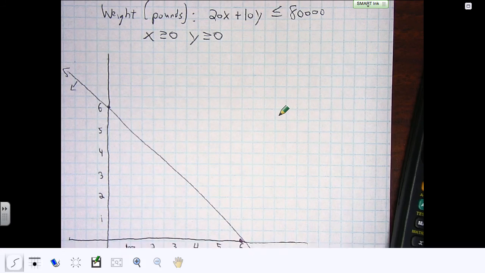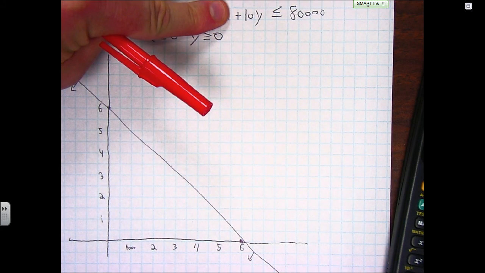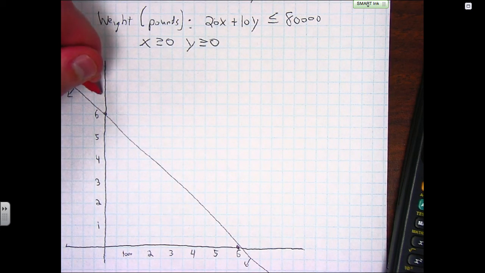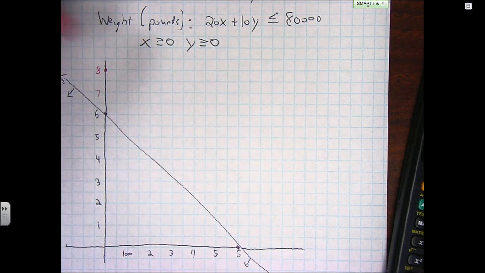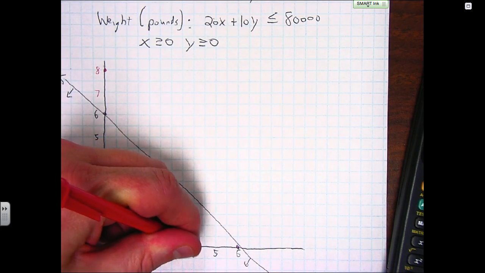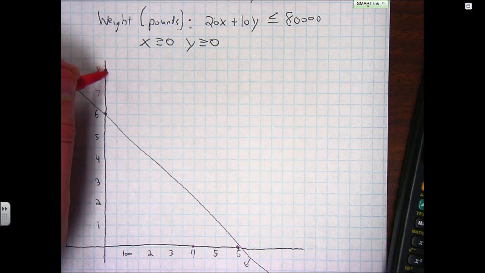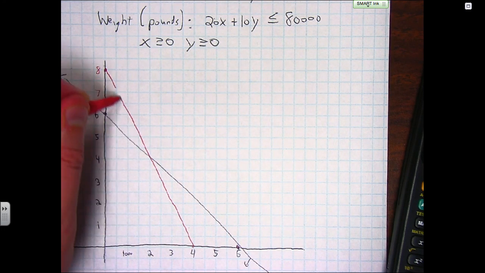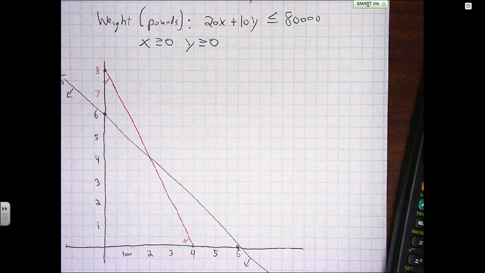And so if I cover up the 20x, when I divide 80,000 by 10, I'm going to get 8,000 for the y-intercept. So 7, 8. So there's 8,000 for the y-intercept. And when I cover up y, 80,000 divided by 20 is 4,000. And so that is the x-intercept. And so again, I'm staying in the first quadrant. If I had a ruler, you know, I could connect these pretty nicely with the ruler. I'm going to be inside that one also because I need to keep that weight less than 80,000.